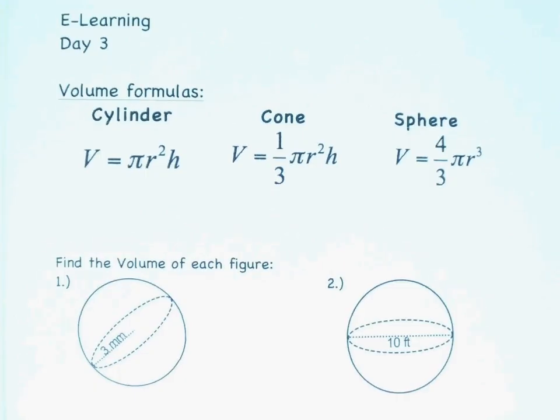So here's your math joke for the day. Why is the obtuse triangle always so frustrated? Well, because it never is right.